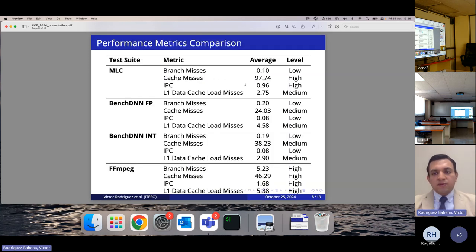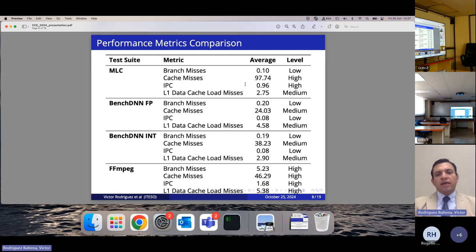The performance metric comparison is presented in this table. MLC was the first workload; it's a memory stress-level cache workload, so it is obvious that we'll have a high amount of cache misses because of the amount of stress presented. The bench DNN floating point and integer workloads were both created by Intel to stress specific use of vector instructions for the x86 architecture, and stress machine learning for the floating point operation and for the integer operation. And then we have FFmpeg, which is a well-known industry workload for video encoding and decoding.